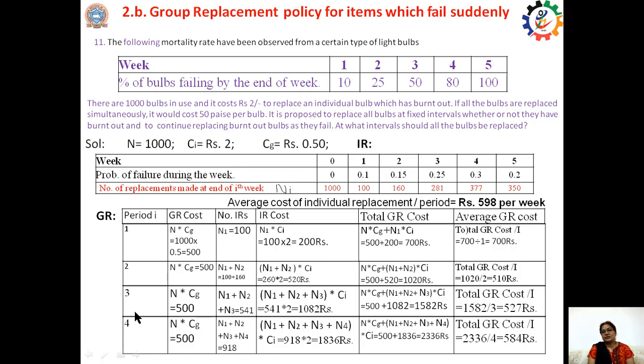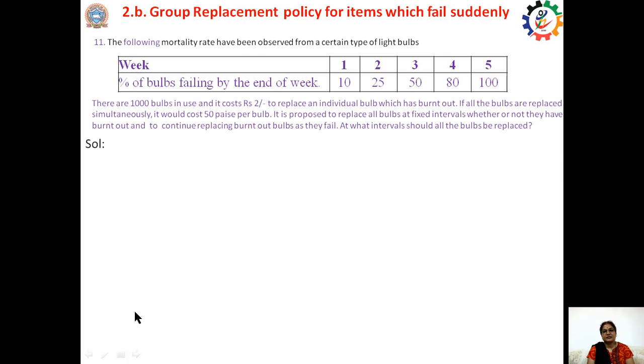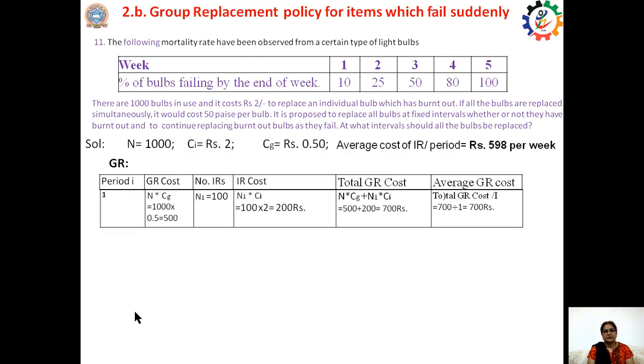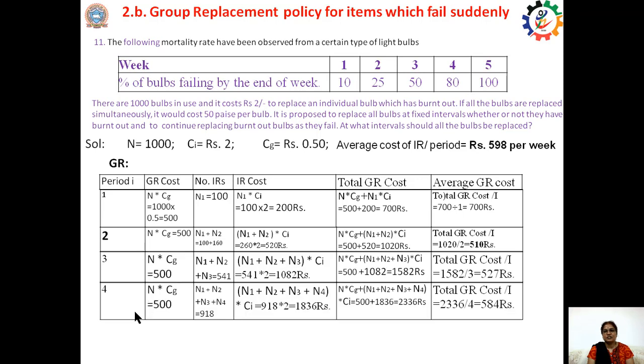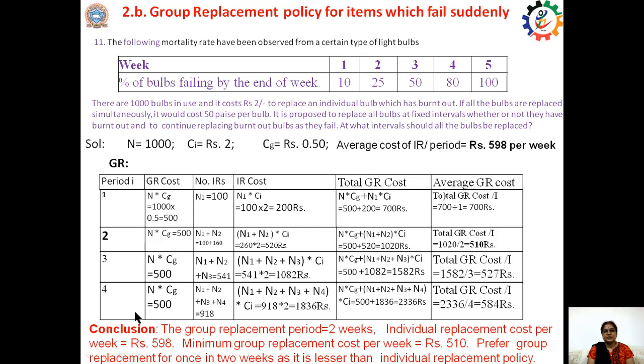Suppose all values are continuously increasing, pick the first value itself. For every week you have to replace. That's the meaning. So let us write the conclusion. When you do the conclusion, if you just pick this value, it is not enough. You compare with this. So compared to individual replacement, group replacement is less. So let us go for group replacement period 2 weeks.